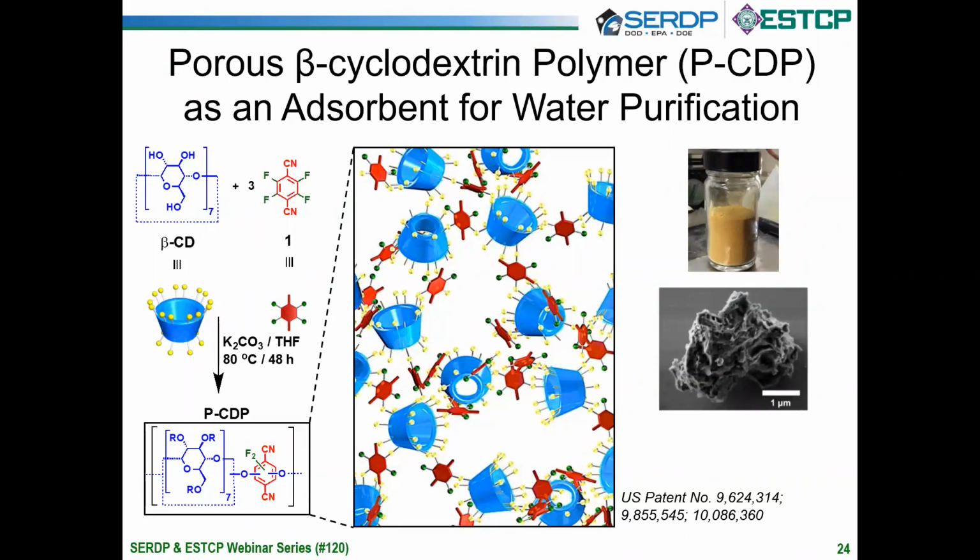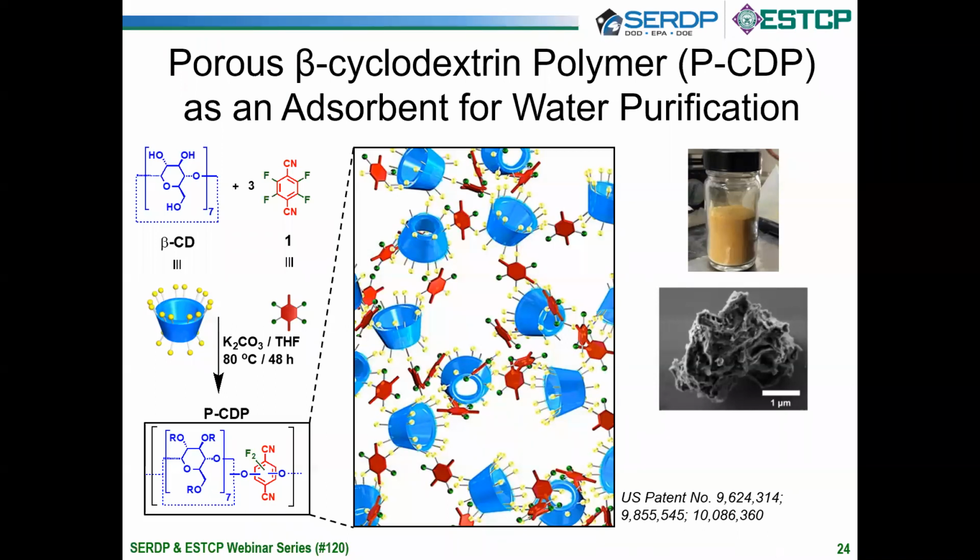Fortunately, Will Dichtel, my co-PI from Northwestern, is a polymer chemist who specializes in the synthesis of porous polymer networks. His team came up with an approach to polymerize beta-cyclodextrin with a rigid aromatic crosslinker that resulted in the first cyclodextrin polymer with permanent mesoporosity and high surface area, which we refer to as P-CDP, or a porous cyclodextrin polymer. The synthesis reaction is shown schematically on the left of this slide. The resulting polymer network is shown as a cartoon here in the center, and in its as synthesized morphology in the images on the right.